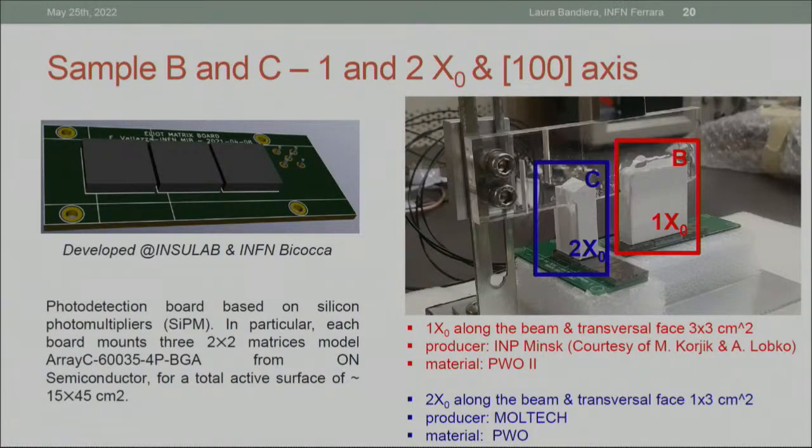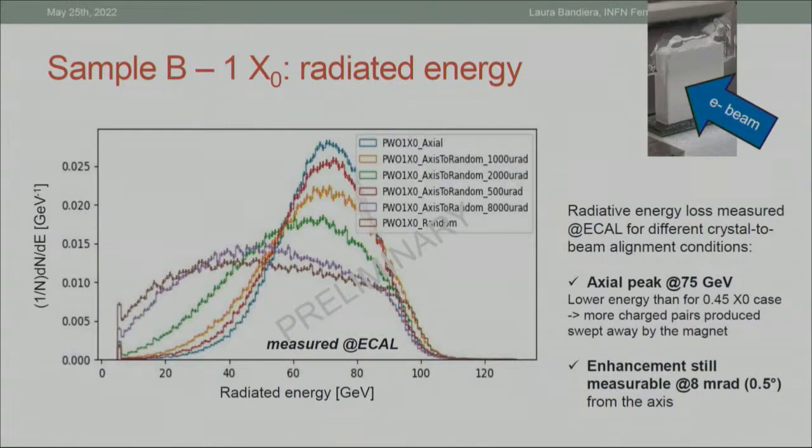And we coupled them with a different board of silicon photomultipliers. For the sample of one radiation length, we did a measurement with the calorimeter at different axial-to-beam orientations, trying to find the range of the effect. So this is random orientation, the radiated energy measured at the calorimeter, and the blue curve is axial orientation. And this is 0.5 milliradians, 1 milliradian, 2 milliradians, but you always also see something different from random at 8 milliradians. 8 milliradians is half of a degree. So the range is small, but as I told you, not so small.